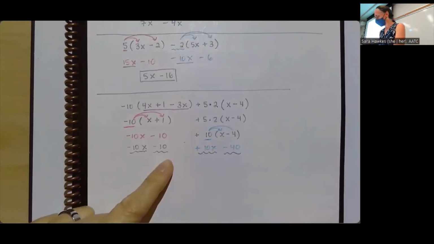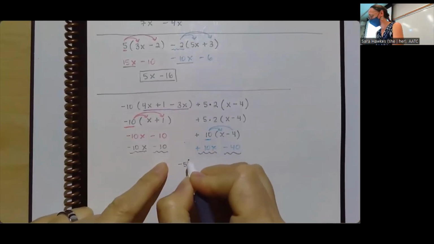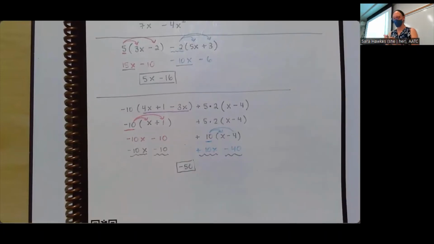Negative 10 plus a negative 40 is going to give me negative 50. And that's looking like my final answer.